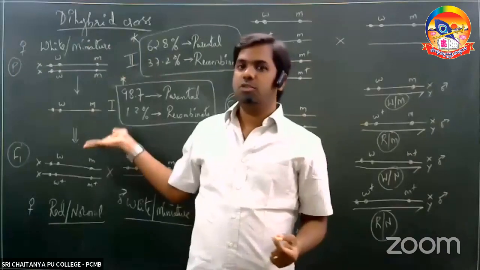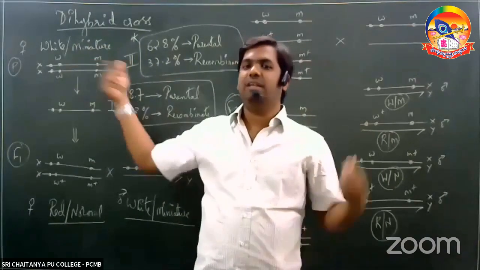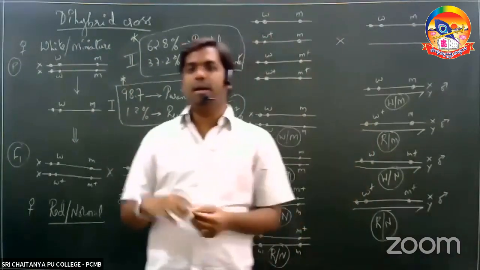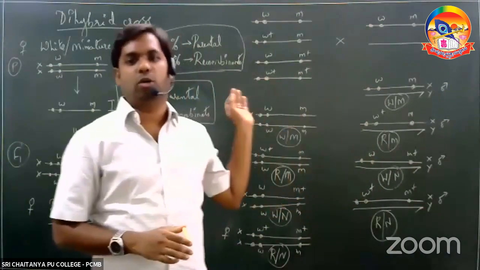So two different crosses, taking two different characters each. With this, we'll be done with our topic, the dihybrid cross of Morgan.